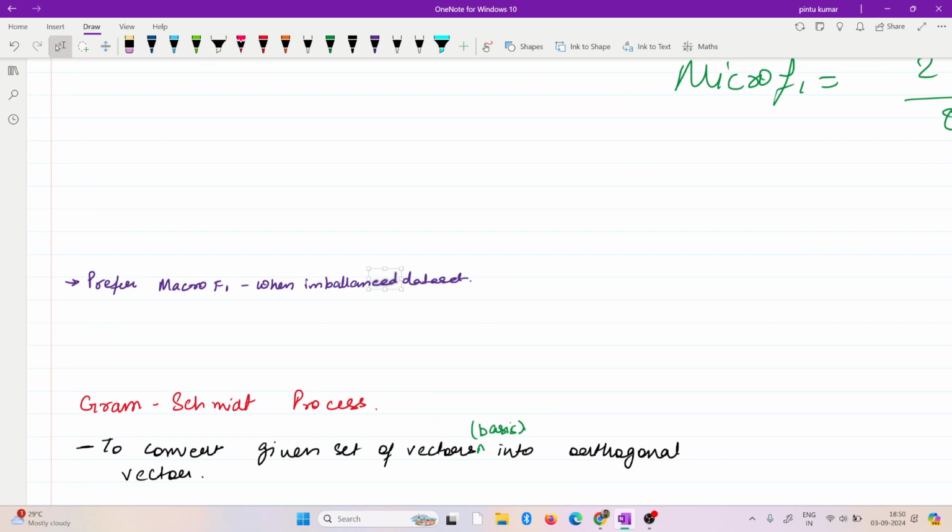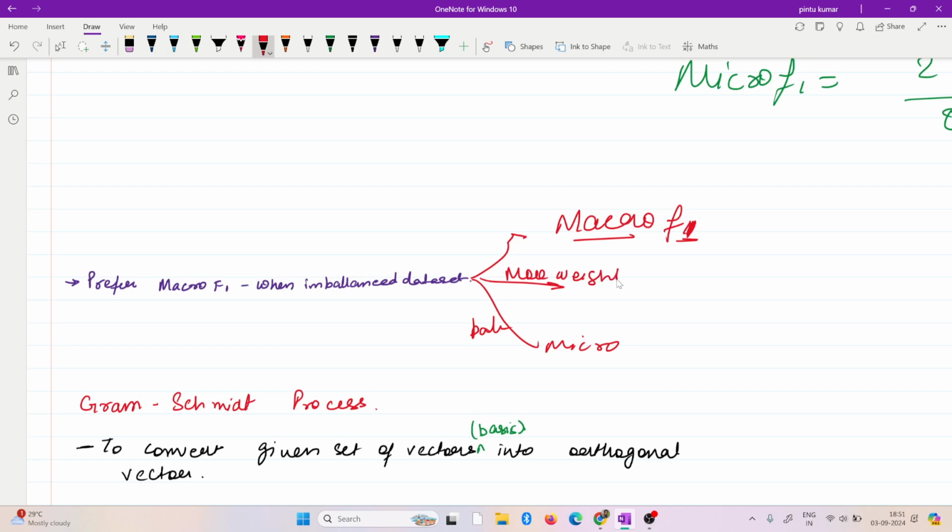Which one should you use? Okay. So for an imbalanced data set, you should prefer macro F1 score. So if you have an imbalanced data set, you should calculate your macro F1 score. If you know your data set is balanced, then go for micro. Now, the third case is when you want to give more weight to some particular class. Okay. Then you will go for weighted F1 score.